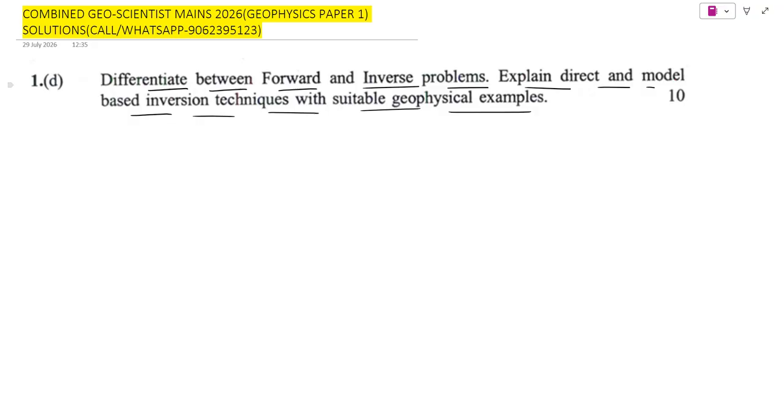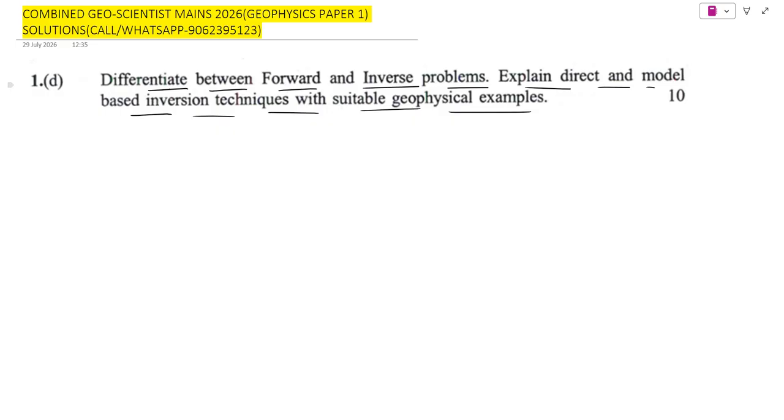So first, let us understand the forward problem. A forward problem means that the properties of the earth are already known and we want to predict the observations that our instruments would measure. So in simple words, model is known, data is calculated.